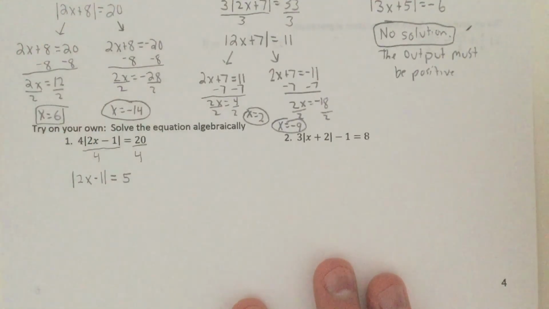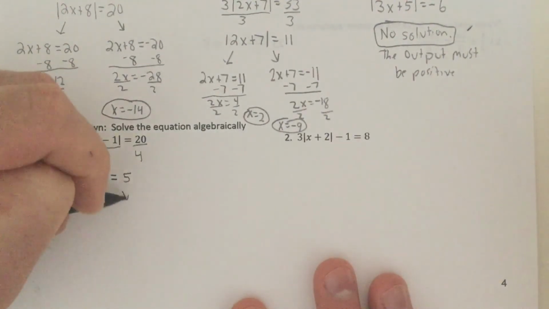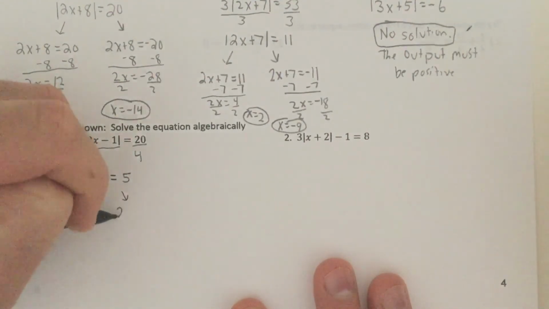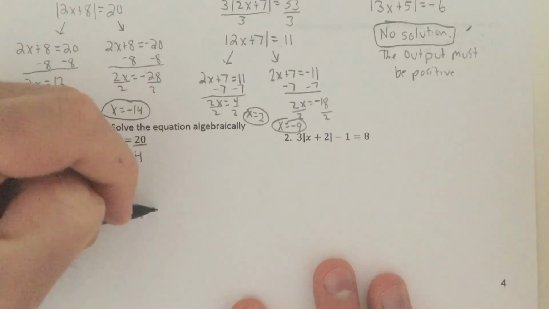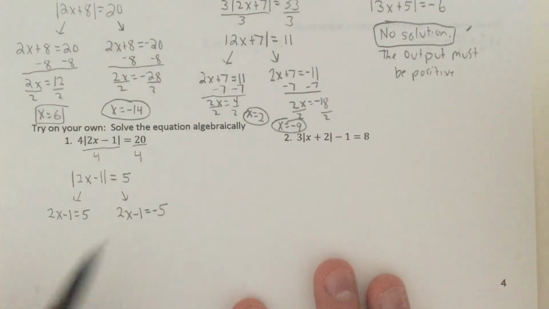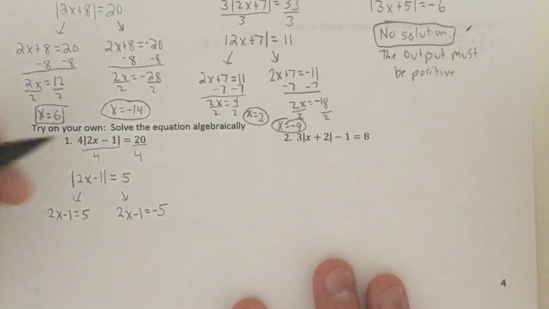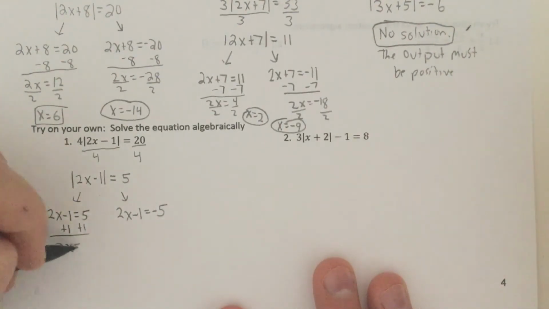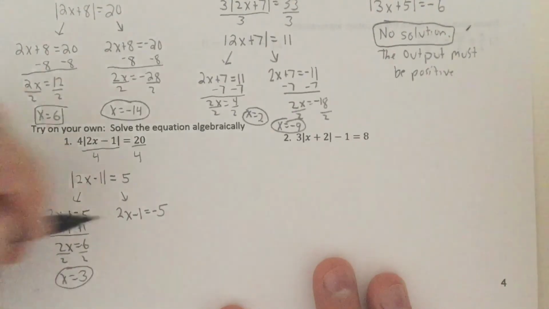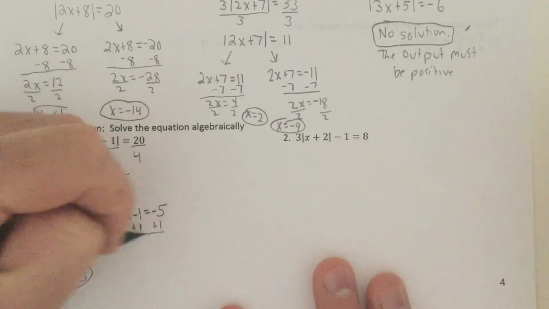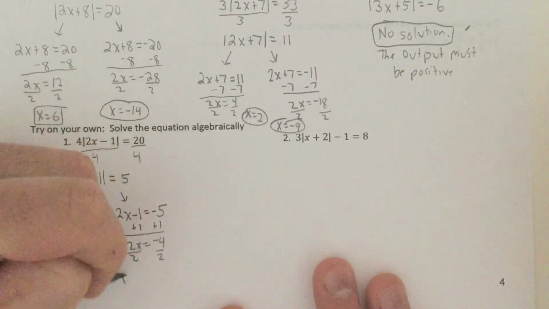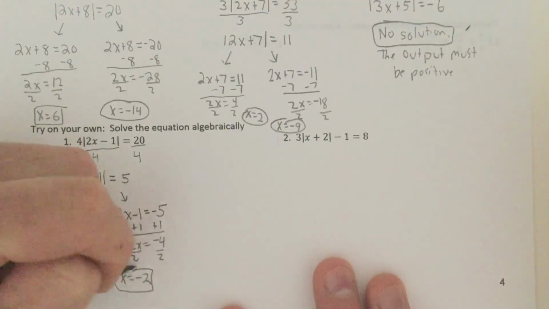And now I undo that absolute value by making two equations. So drop the absolute value and keep the right side positive, drop the absolute value and make the right side negative. Notice I'm not changing the sign at all on the left-hand side. I'm just dropping the absolute value. I'm adding 1, so we get 2x equals 6, or x equals 3 as one answer. I add 1, 2x equals negative 4, and when I divide by 2, x equals negative 2.